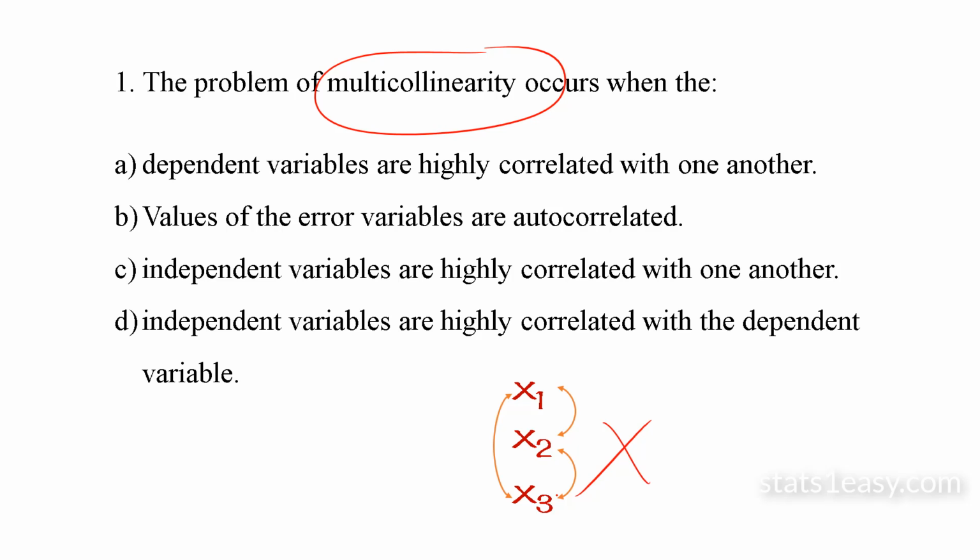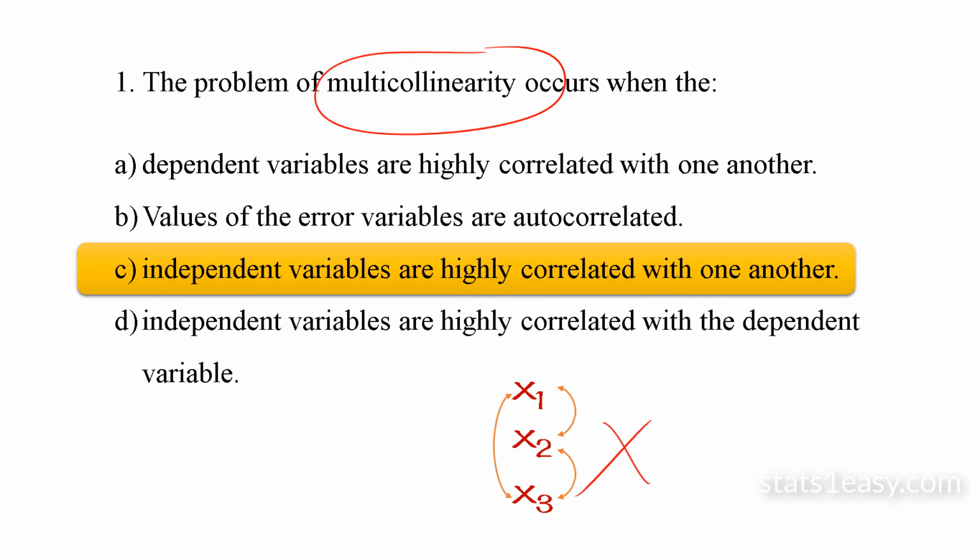So the answer here is C. Multicollinearity occurs when independent variables are highly correlated with one another.